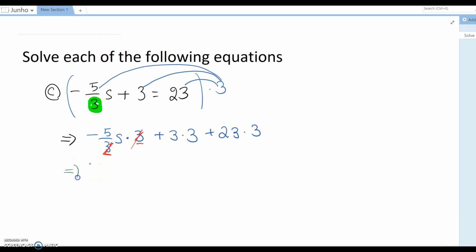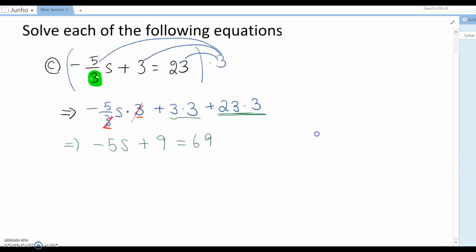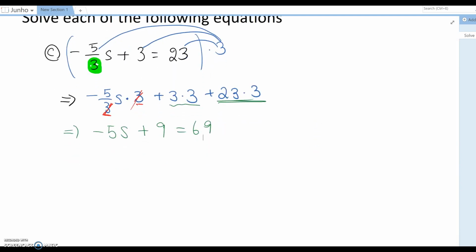Then it is going to be negative 5s plus 3 times 3 becomes 9, equal to 23 times 3 becomes 69. So next step, you just subtract 9, so we can isolate the variable term here. So this becomes negative 5s equal to 60.